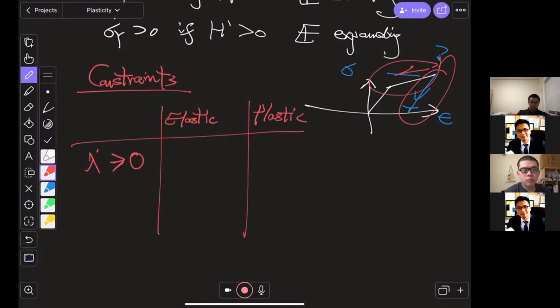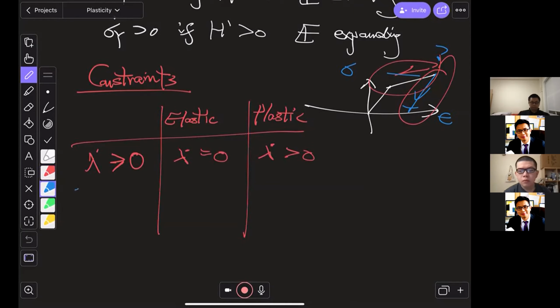When is lambda dot equal to 0? Jiayu, when does lambda dot equal 0? It's elastic. Yeah, loading or unloading, exactly. It can be elastic loading or unloading. So lambda dot equals 0. When it's plastic, lambda dot is greater than 0. Lambda dot would never be smaller than 0. If it's smaller than 0, it violates the constitutive law as a model, or it would be thermodynamically not admissible.